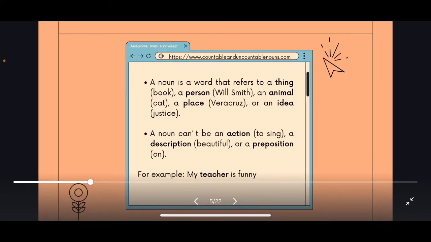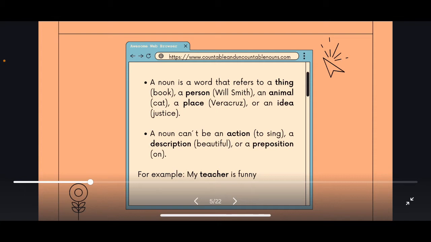Well, a noun is a word that refers to a thing like a book, or a person like Will Smith, or an animal like a cat, or a place like Veracruz, or an idea like justice, love, etc. But a noun can be an action because it will be a verb like to sing, or a description because it would be an adjective, or a preposition like on, at, in, etc.